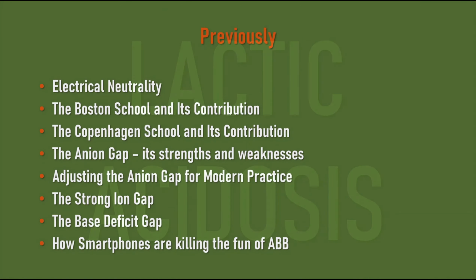Welcome back. In the previous tutorial, we discussed electrical neutrality, and we discussed the Boston School and its contribution to metabolic acidosis, and then how the Copenhagen School developed the base excess and the base deficit as a way of refining our understanding of how we can diagnose metabolic acidosis. I then discussed the anion gap and its strengths and weaknesses, and how this is a universal tool that's used by clinicians everywhere, but is based on electrical neutrality.